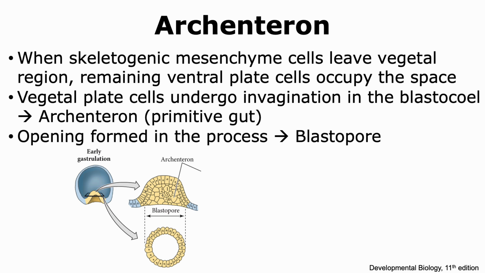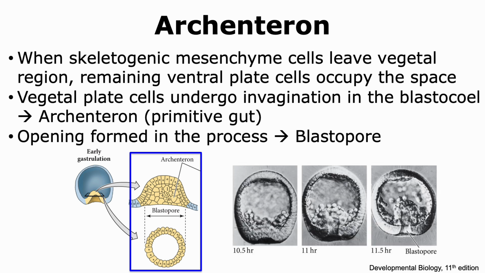Now, during this process of invagination, an opening is formed right at the bottom, and this opening is the blastopore. So when we look at the image and the blue box, we can see the archenteron, which is that elevated hill-like region, and the blastopore, which will be right at the base, which actually is a hole that is formed. The same process is actually shown in these black and white pictures where you can see the formation of the blastopore as well as the archenteron in the one that is at 11.5 hours.